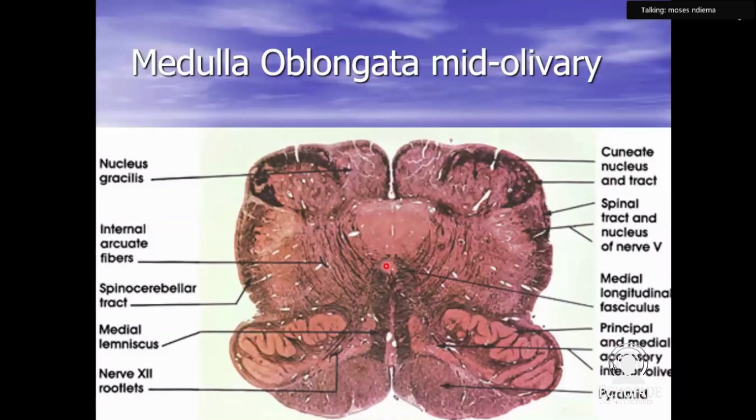The sensory decussation here is where we have sensory fibers from the dorsal column crossing over. They cross over from the right to the left side of the medulla oblongata, so that we refer to as the sensory decussation. When they cross over, they form the medial lemniscus.